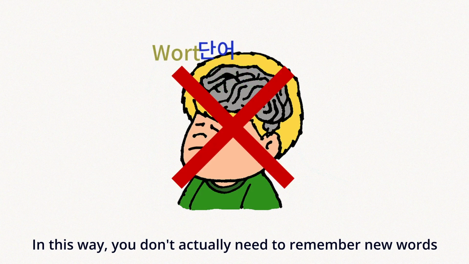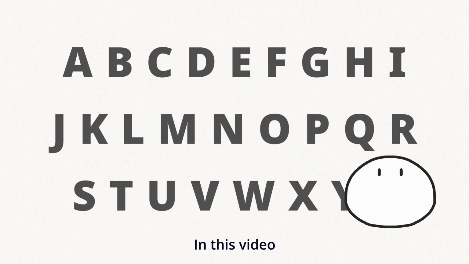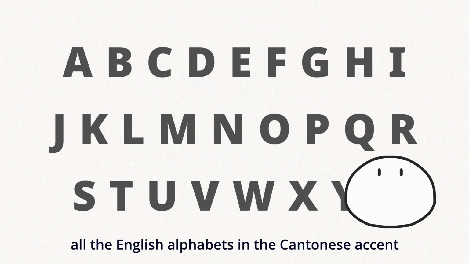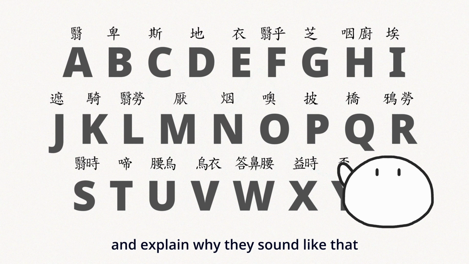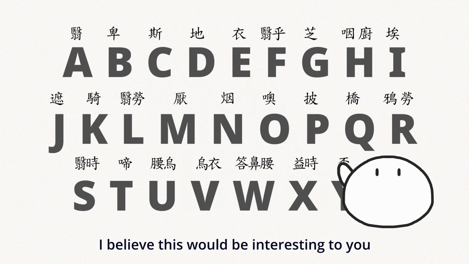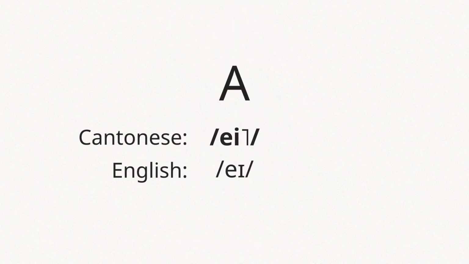In this way, you don't actually need to remember new words, but still get to feel how your target language would sound like. In this video, I'm going to read all the English alphabets in the Cantonese accent and explain why they sound like that. If you're learning Cantonese, I believe this would be interesting to you. Without further ado, let's get started. A.